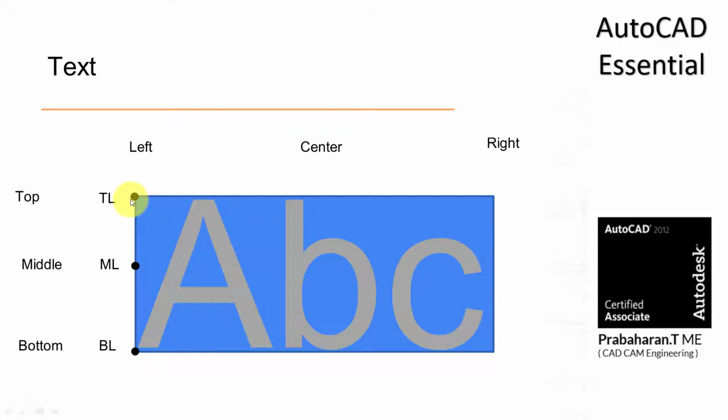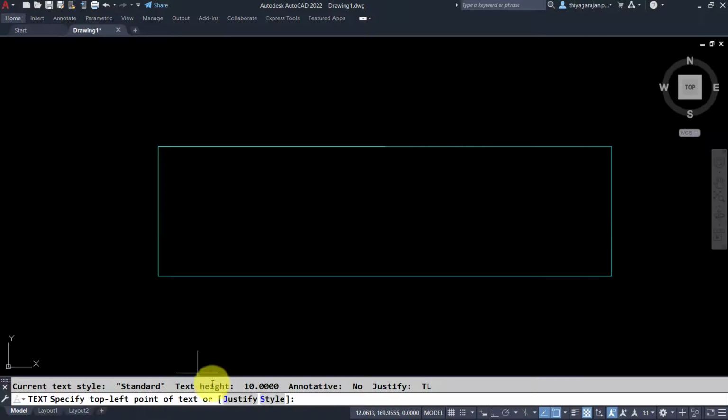So if you want to keep your text as a top left justification, so this is your top left point, the text will come below the top left point. Similarly, middle left, bottom left. Then similarly, top center, middle center, bottom center. Then top right, middle right, bottom right. Justify. I'm going to take this box as a reference.